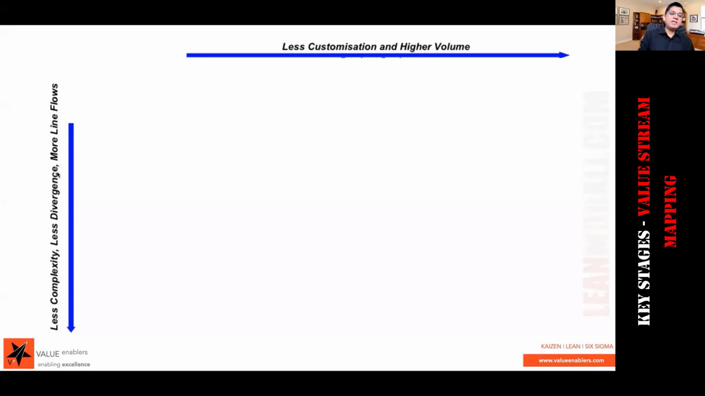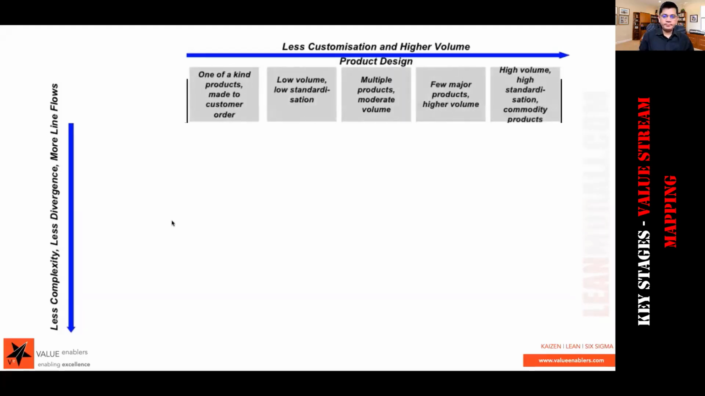Second is less complexity, less divergence, and more line flows. When you put mehendi for the wedding, it can be less complex or more complex. It depends upon the type of design that you're going to put. Now let us get into the example that I've shown here.